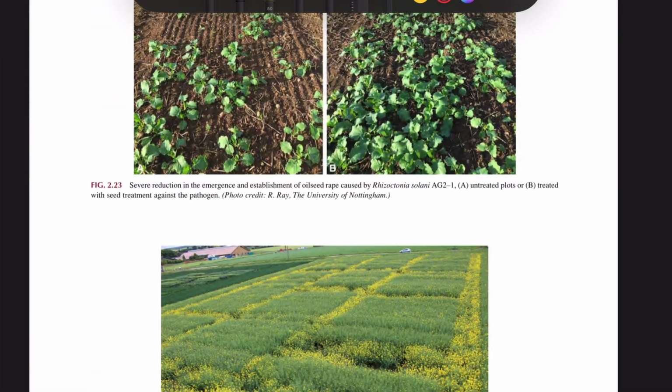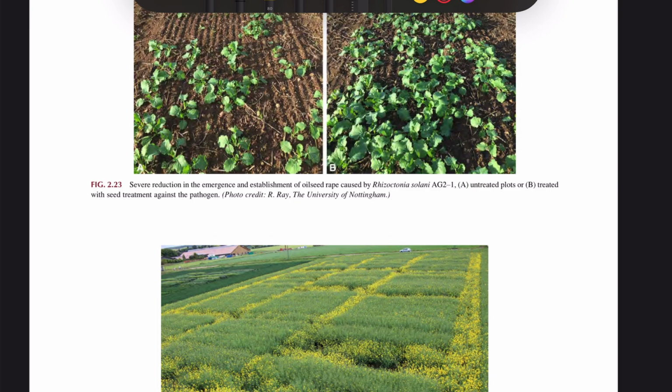Okay, so this is the end of chapter 2. We have discussed the effects of pathogen on photosynthesis, respiration, transpiration, translocation, reproduction, and total biomass.